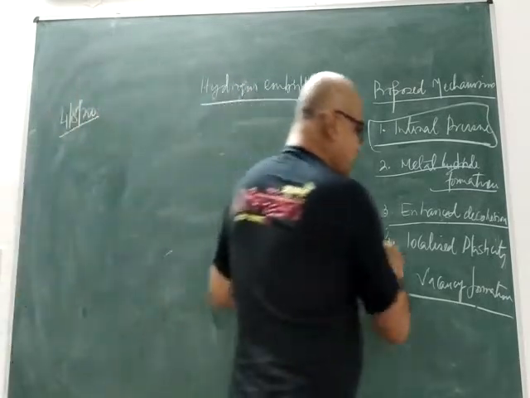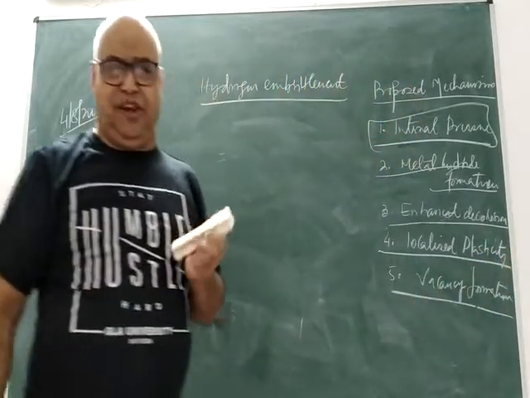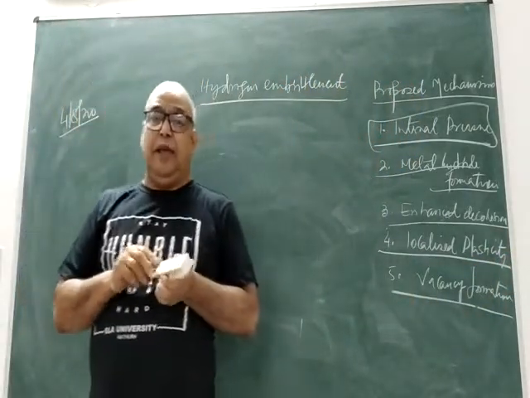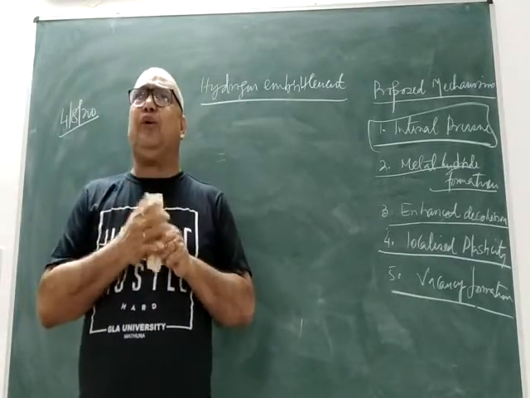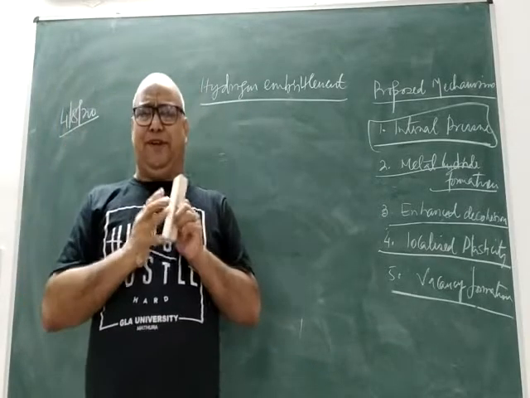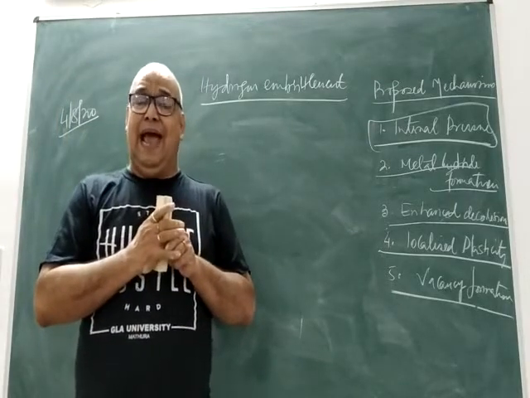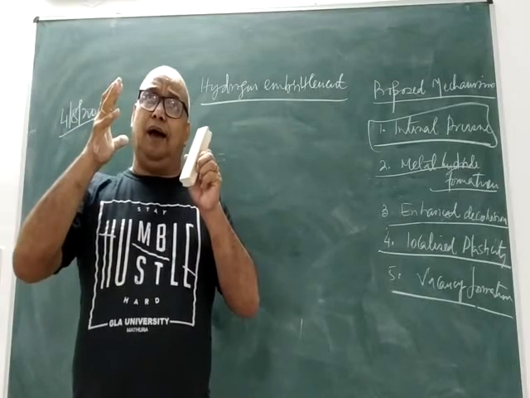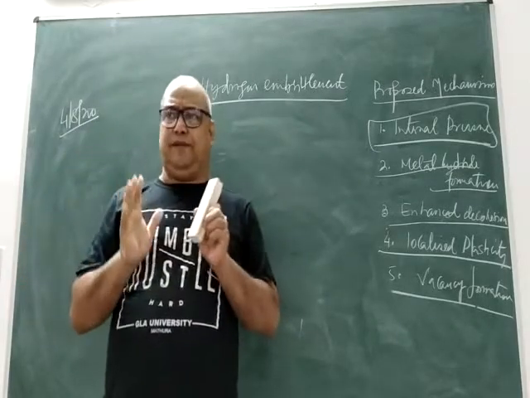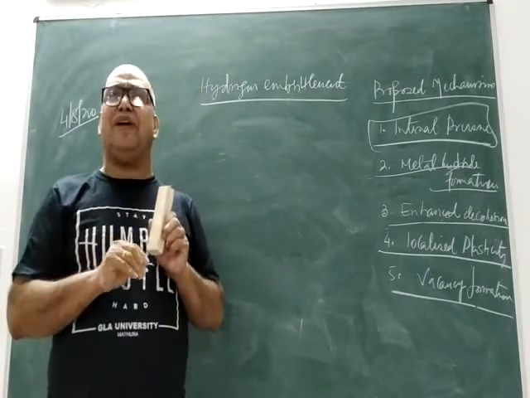Number four is localized plasticity. You know what is plasticity? Plasticity is the property of a metal due to which you can make any shape of that metal and it can retain the shape being given under pressure. This property is known as plasticity.